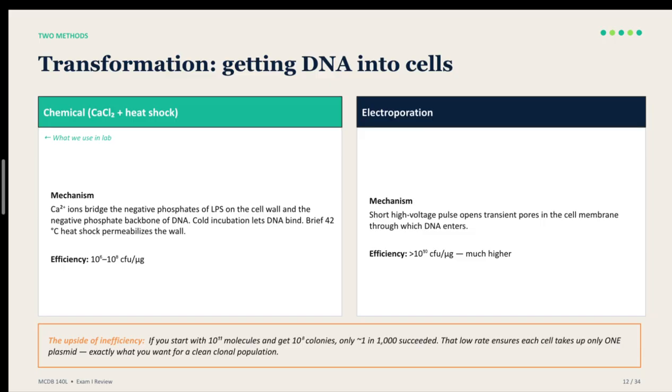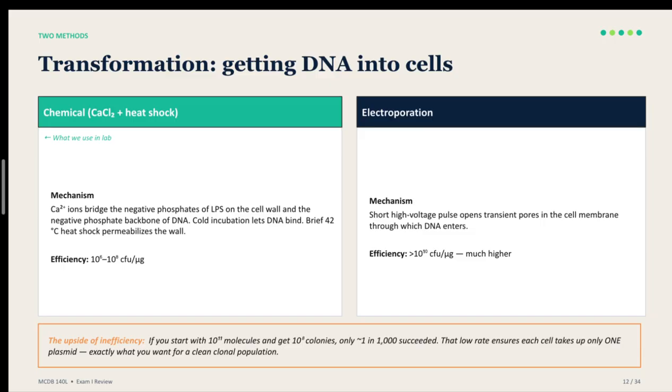So with that, the procedure is, right, you do the shock and then you put them on ice, right? And that cold incubation will let the DNA actually bind. Then you do a brief 42 degrees Celsius shock to push the DNA across, and then you plate, right? So electroporation is pretty similar, like heat and electricity are both forms of energy. They're both ways to kind of open up the cells.